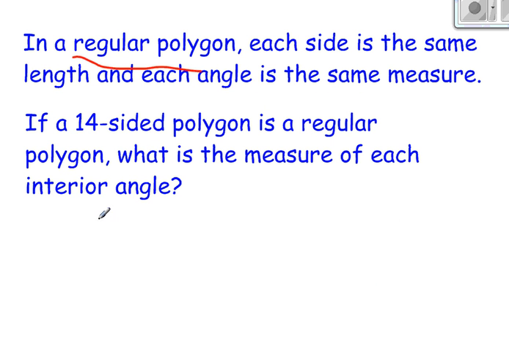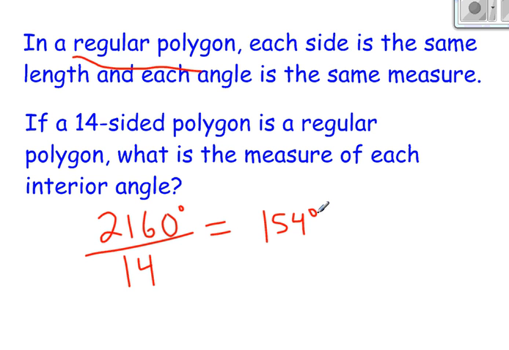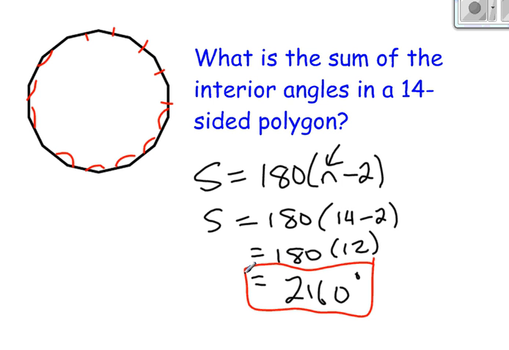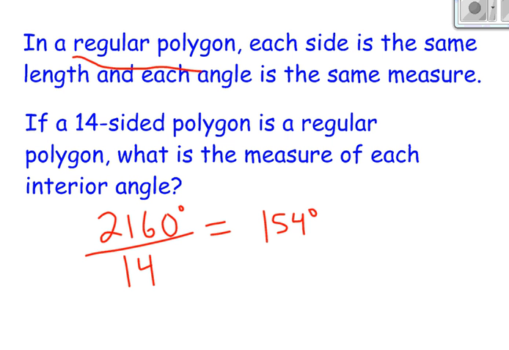So we could just take 2160, the total of the angles, and divide that by the fact that there are 14 equal angles, and we could tell you that each angle would measure about 154 degrees. Not quite, but pretty close. It's a weird decimal, but that happens. So again, each of these angles here is 154 degrees. Okay? So now we know regular polygons and we know how to find the sum of the angles in any sided polygon. So what's next?